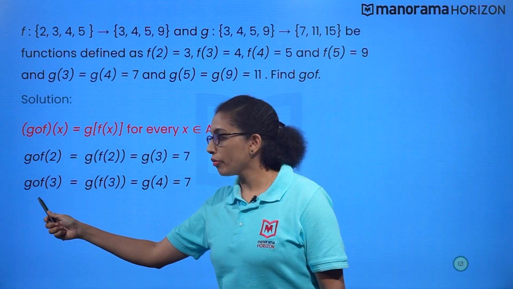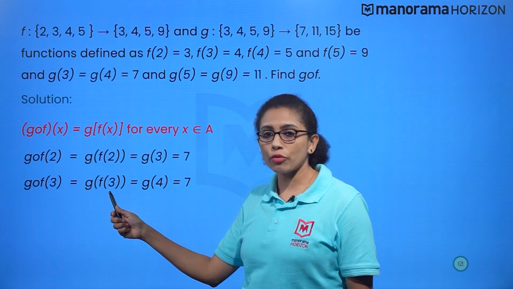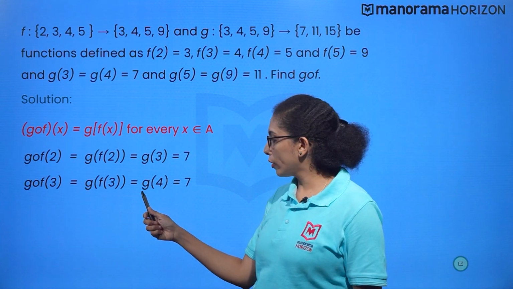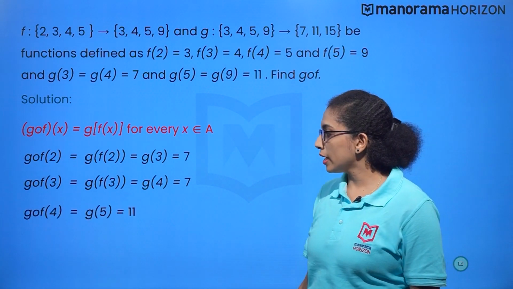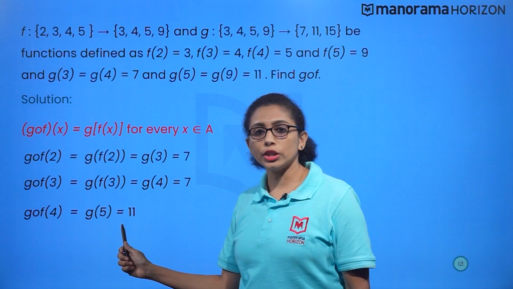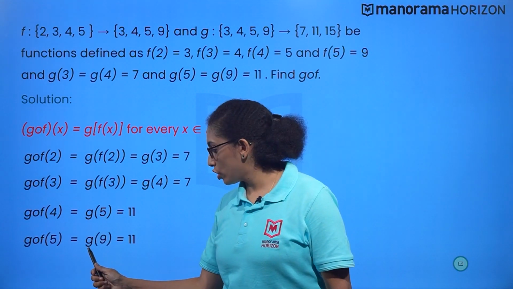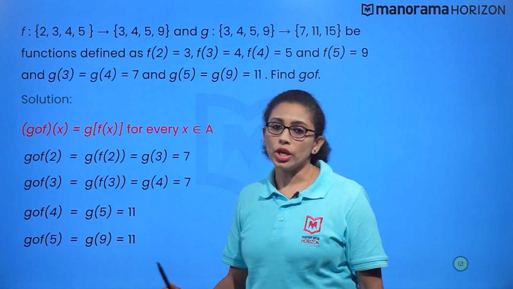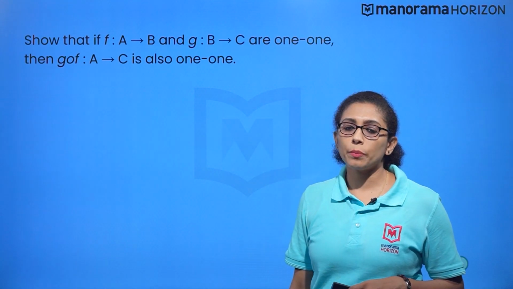Now, (g∘f)(3) is equal to g(f(3)). And what is f(3)? That is 4. Now, what will be g(4)? The value will be 7. Similarly, (g∘f)(4) is equal to g(5) is equal to 11. And (g∘f)(5) is equal to g(9) which is equal to 11. Let's see the next example.